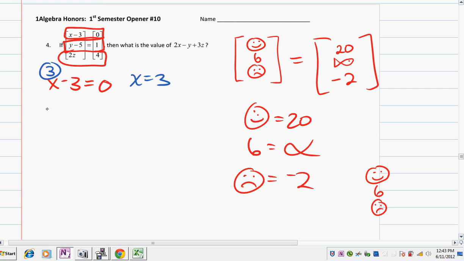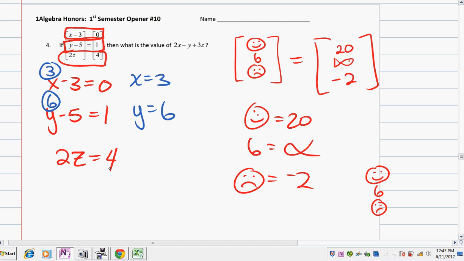Likewise, y minus 5 equals 1. What can I take 5 away from to get 1? 6. So y is 6. And 2 times a number is 4. 2 times what is 4? 2 times 2 is 4, so z must be 2.